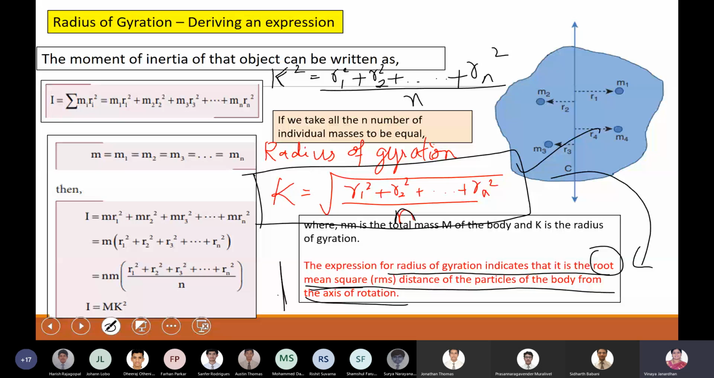It is the root mean square distance of the particles of the body from the axis of rotation. R1 is the distance of the particle M1 from the axis of rotation. R2 is the distance of the second particle from the axis of rotation. So radius of gyration we have completed.